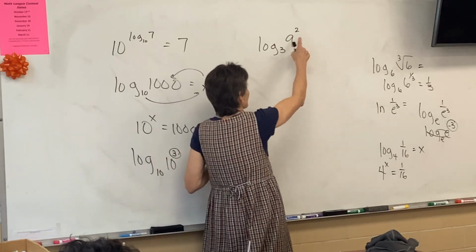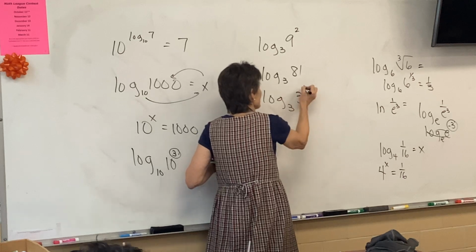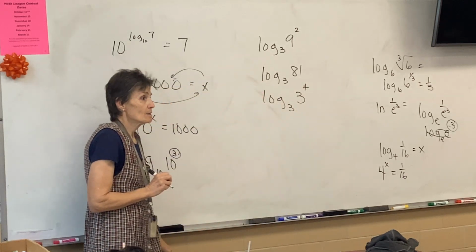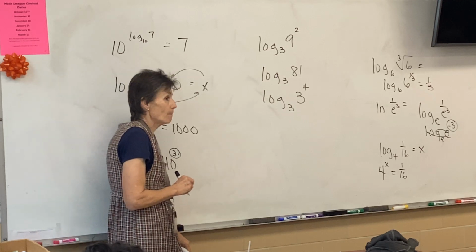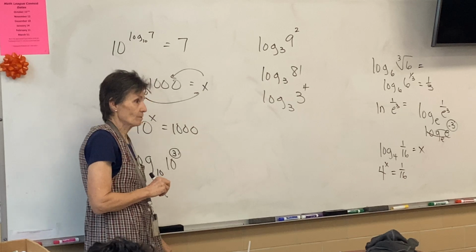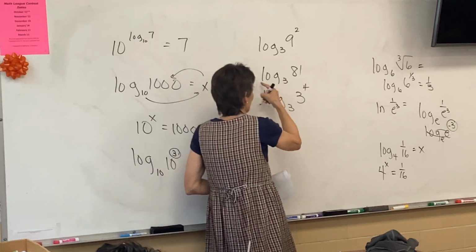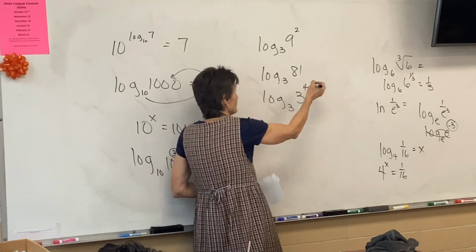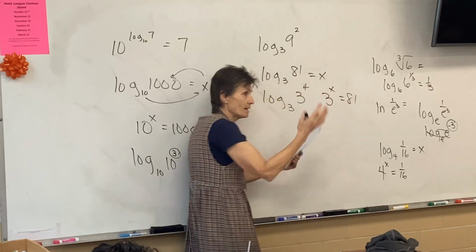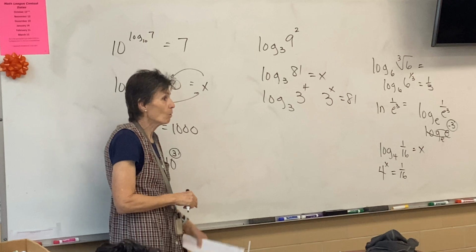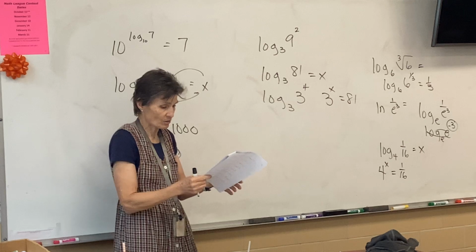What's 9 squared? 81. 81, but we know 81 is 3 to the 4th. So the answer is 4. X equals 4 is the answer. Now, you could also, back at this point, set it equal to x and say 3 to the x equals 81. And then obviously x is going to be 4. You can do it however it makes sense to you. Just get 4 as the answer.